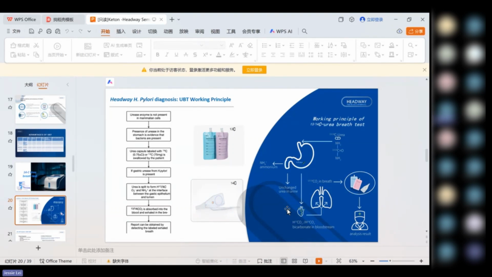We use the bags or collection card to collect the sample air. After that, we insert the sample into our machine, and our machine will detect this sample. Then we can get a report.